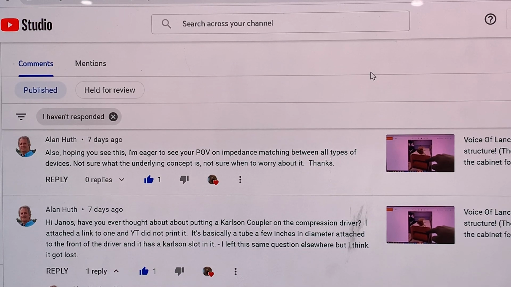So impedance matching is between devices, and it's not just between your source, your preamp, your amplifier, your crossover to loudspeaker, and then loudspeaker to room. These are some of the major big impedance conversion meeting points, but there's also impedance conversion happening inside each device.